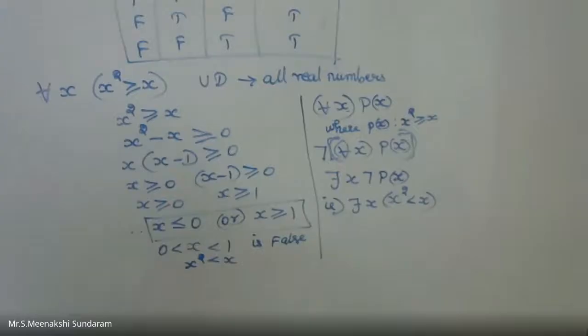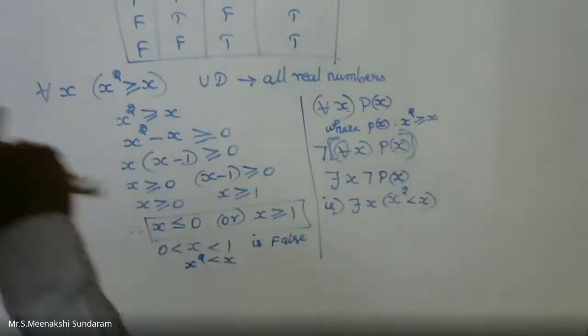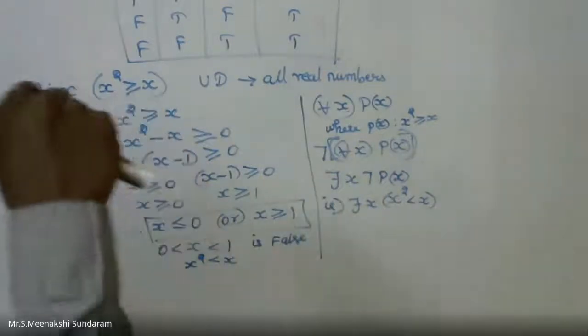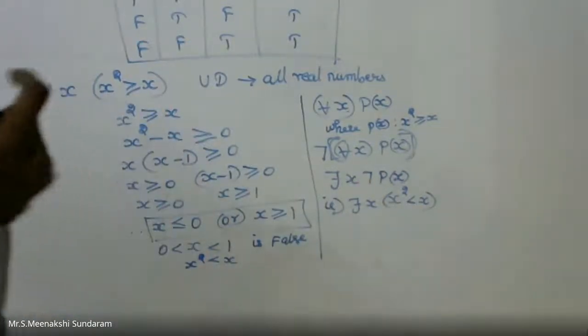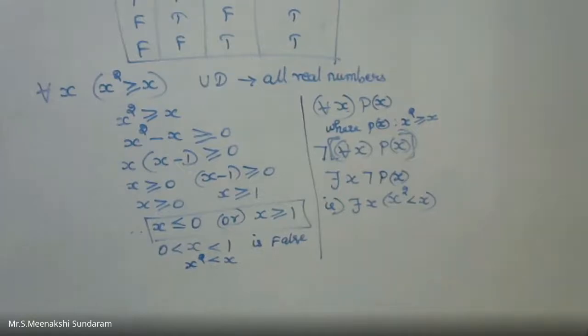Sir, suppose p conditional q is given, and they ask us to find the truth value. For a conditional statement you can check: only if the input is true and the output is false, that statement is false. Input true, output false. I think you are asking about the 16th question. The 16th question I can also explain like that.